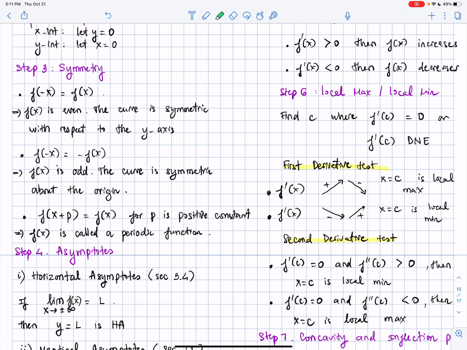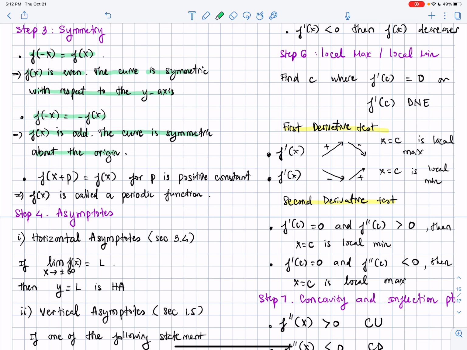If we have f of negative x equal to f of x, then we say the function f is even. That means the curve is symmetric with respect to the y-axis. If we have f of negative x equal to negative f of x, then f of x is odd. The curve is symmetric about the origin.